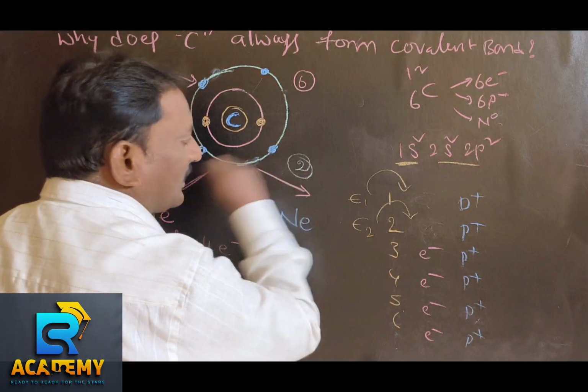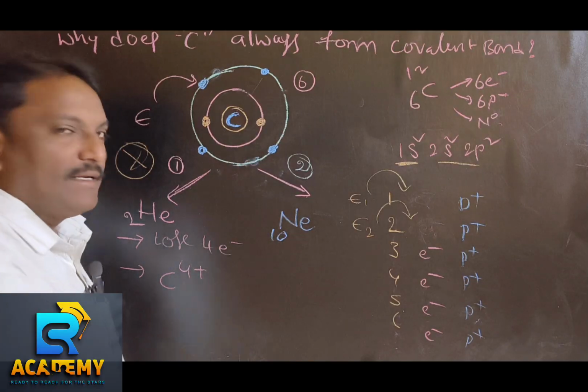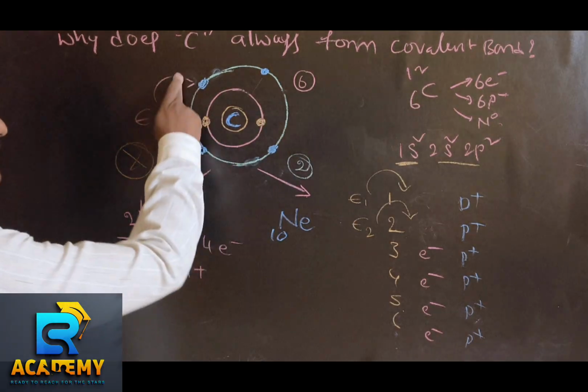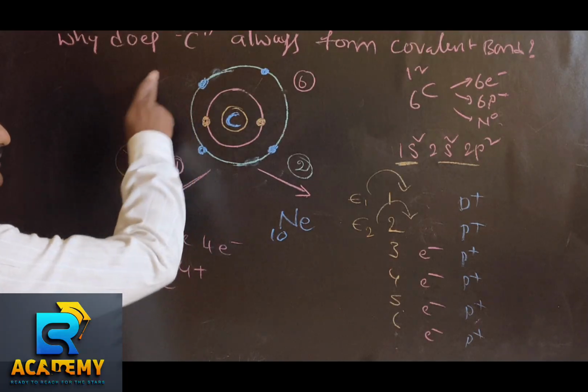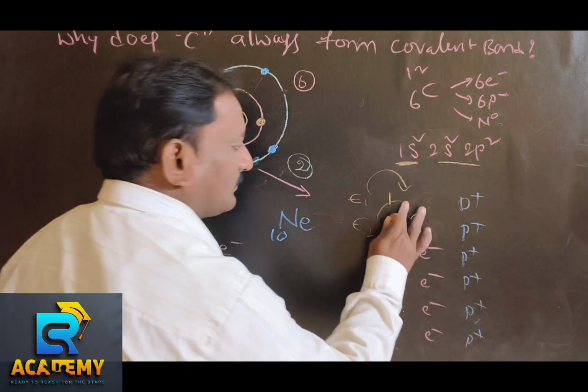Next, path number 2, or case number 2: if carbon wants to attain the neon configuration, it should gain 4 electrons.